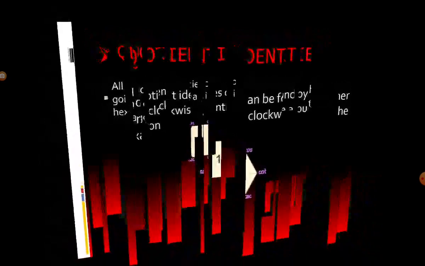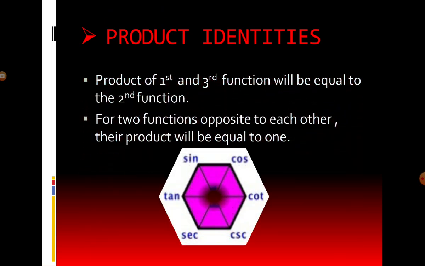Okay. So next we have our next identities, that is product identities. Again by super hexagon. So this is our super hexagon. So product identities, how will we get them? First and third function will be equal to the second function. So if I am using this tan and cos, here I am writing tan theta multiplied by cos theta, so we'll get sin theta. You can verify this by substituting the value of tan. Tan is sin by cos, cos cancels, sin is left.